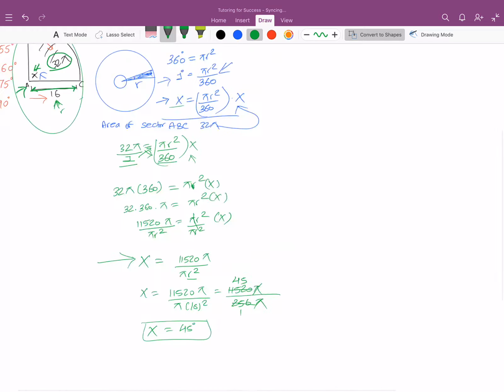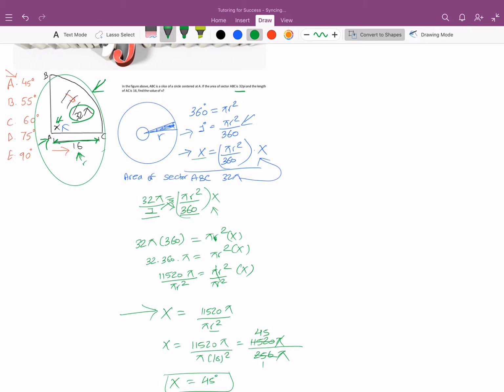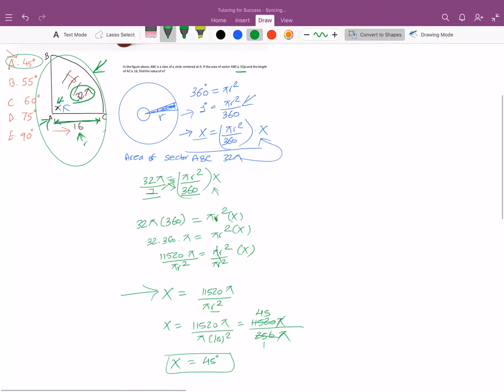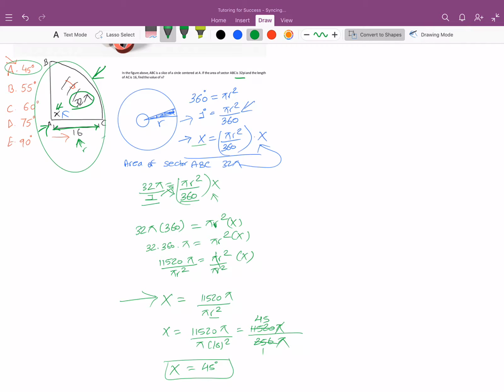There we go. So if we come back to our choices, choice A is our answer. And that is how you find your value.